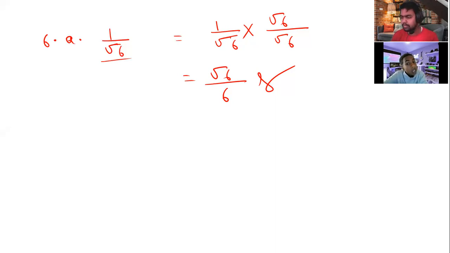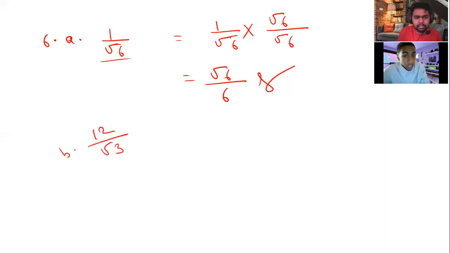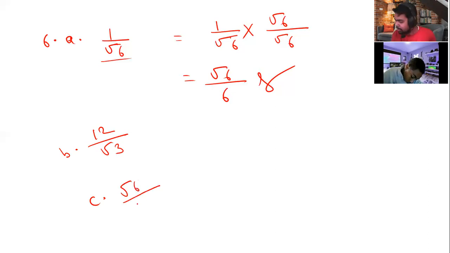So shall I do question number A also? Yes, question number B. Have you solved question number B? 6B, have you solved? What is your answer? Send me that. Actually, I told you to solve these two questions. You have to solve these two, and you have to tell me the final answer.